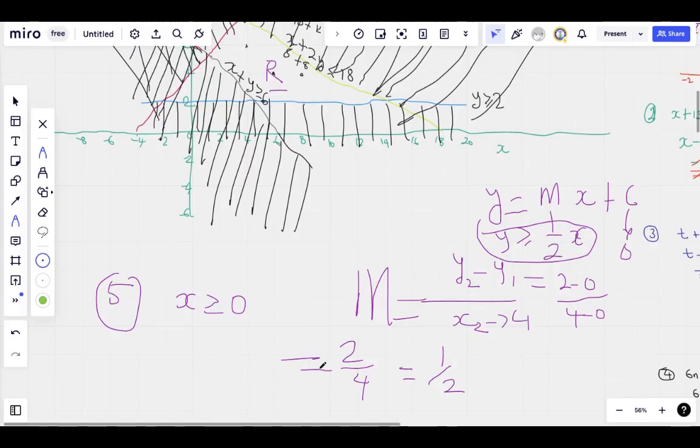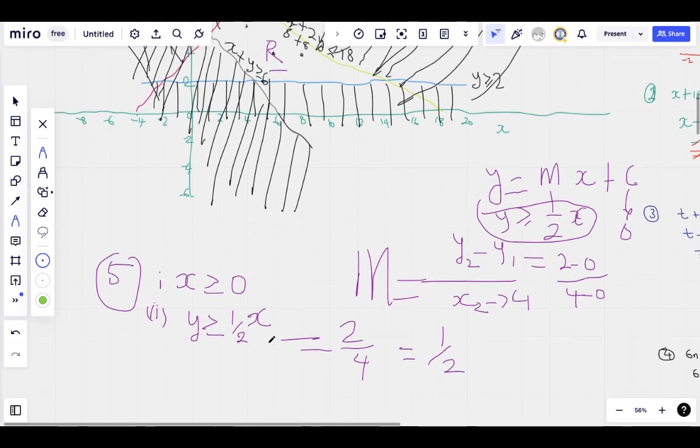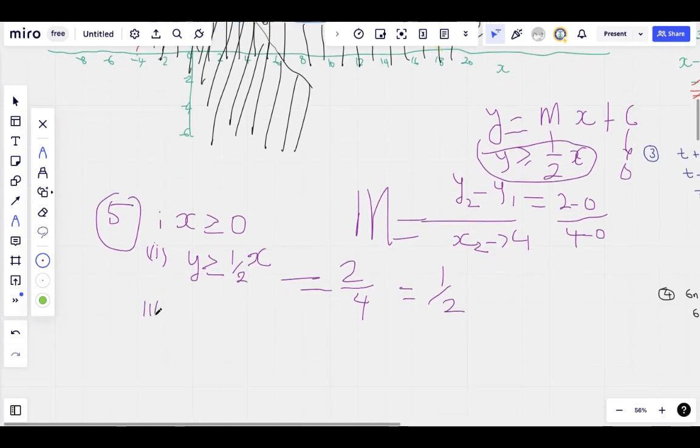I will say the next inequality, this is the first inequality. The second one is y is greater than or equal to half x. That's the second inequality. The third inequality will be x plus y is less than or equal to 4.